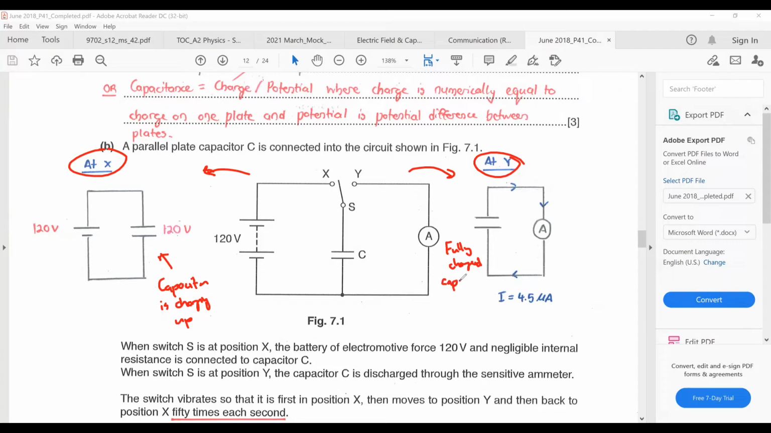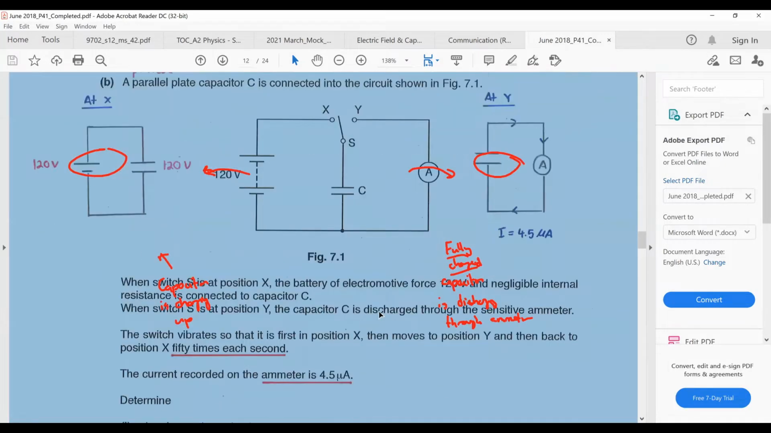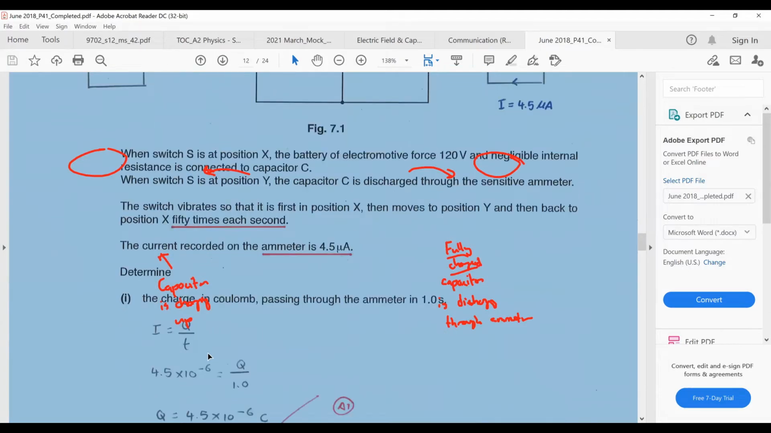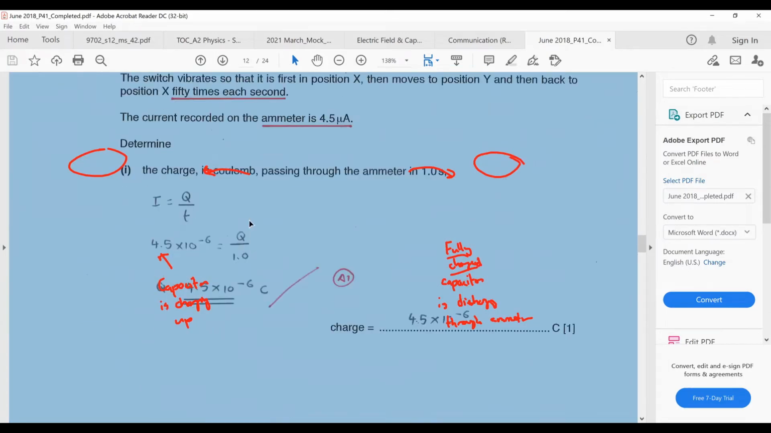So you can say that your fully charged capacitor is discharging through the emitter. This is what actually happens. When it's at X, the capacitor charges up. When it is at Y, your capacitor, now fully charged, is discharging through your emitter. They tell you that the current recorded in your emitter is 4.5 microamps, so they're interested in knowing how much charge has passed through that emitter in 1 second.